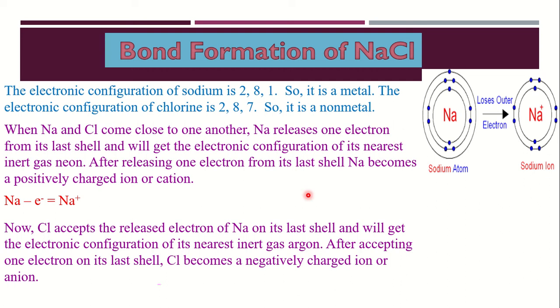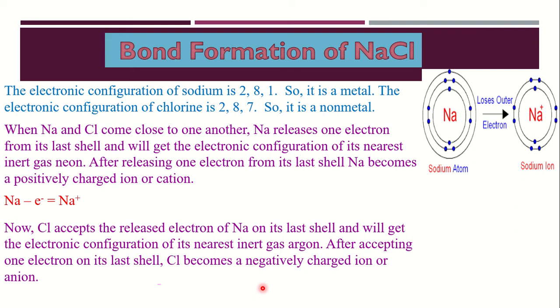In the same way, chlorine, it has 7 electrons on its outermost shell, so it needs 1 electron and it accepts the released electron of sodium. And after accepting 1 electron on its last shell, chlorine becomes a negatively charged ion or anion, and it will gain the electronic configuration of its nearest inert gas, argon.